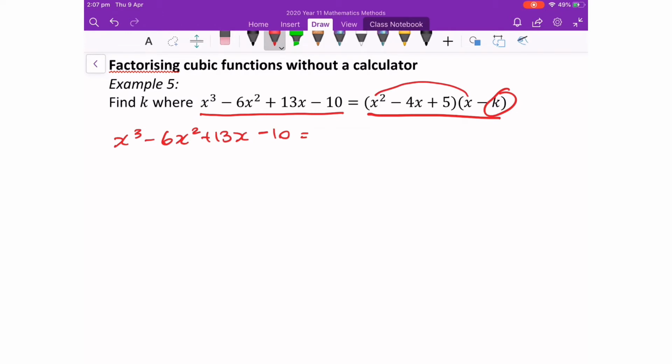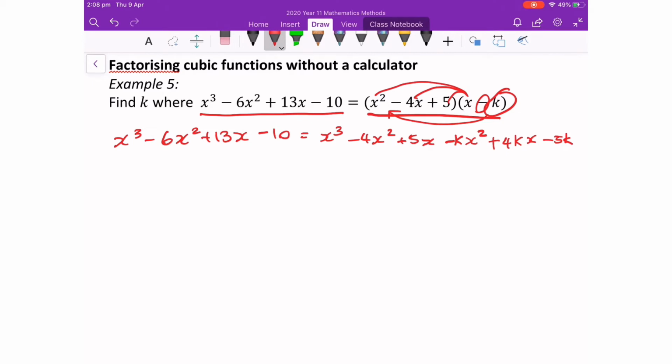So x times x squared is x cubed. x times negative 4x is negative 4x squared. x times 5 is plus 5x. Now I'm going to do the same thing for the k, and remember it's negative k. So negative k times x squared is negative kx squared, and I'm going to have a plus because negative k times negative 4 is a positive 4kx. And then I'm going to have a negative k times a positive 5, so it's negative 5k.